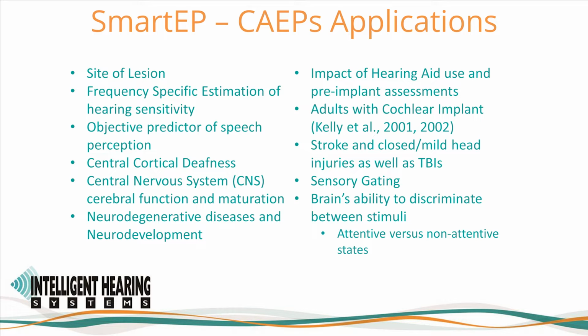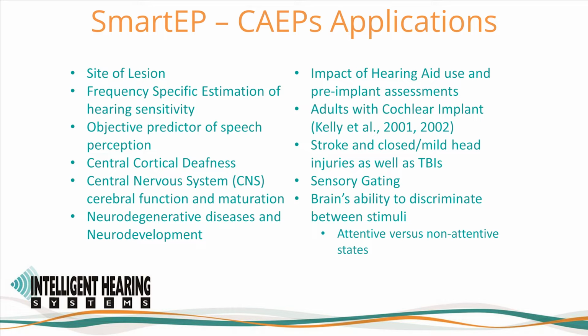CAEPs can be used for frequency-specific estimation of hearing sensitivity or audibility in cooperative children and adults. When evaluating young children, keep in mind that CAEPs are affected by age and maturation development. They provide a measure for central cortical deafness diagnosis. They can be used to assess higher-level auditory central nervous system function. For example, in adult functional hearing loss cases, or objective verification and compensation cases.